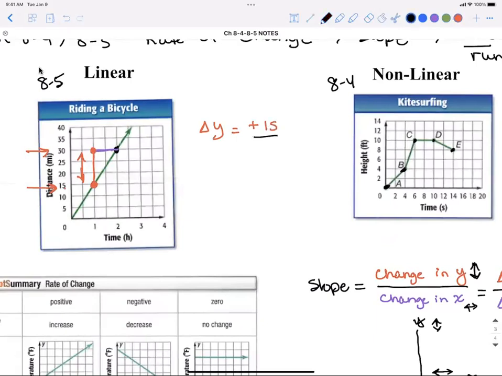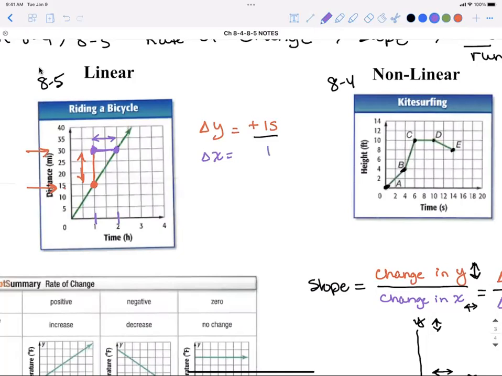And now to do the other half of the fraction, it is the change in X. We want to know the change in X. It's this direction, right? How far do we go from this point, left or right, over to this point to finish off our triangle? And that's going from 1 to 2. So our change in X is a value of 1.